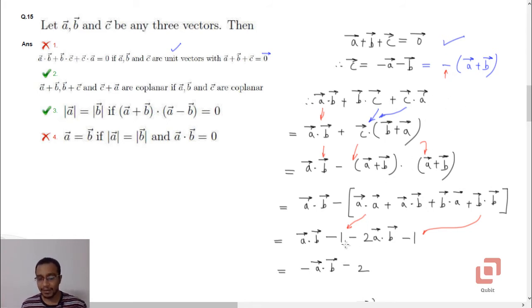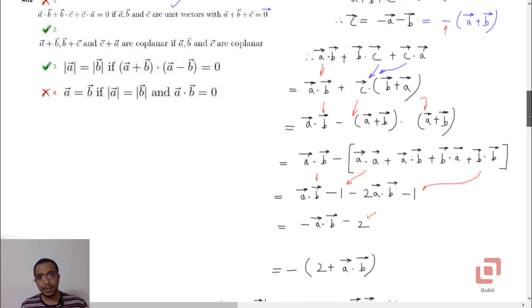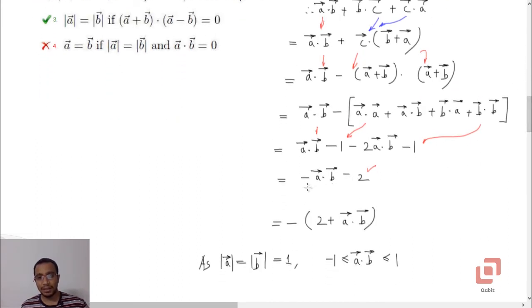Okay, fine. Now -1 makes it -2, and a bar dot b bar, which we already had here, -2 a bar dot b bar will be minus a bar dot b bar. Okay, now the last thing, let us take the negative sign outside. So inside we will have 2 plus a bar dot b bar.